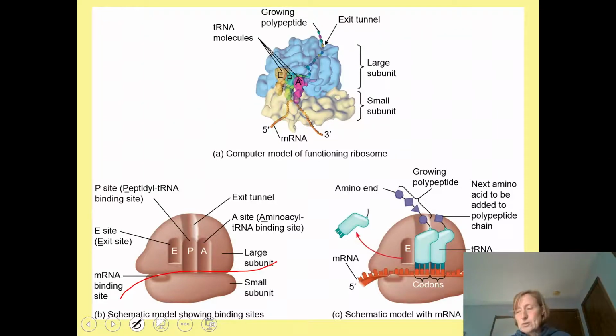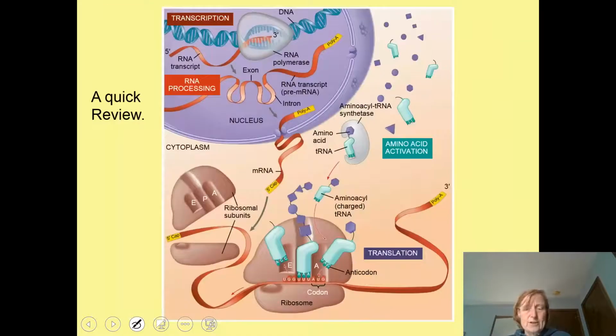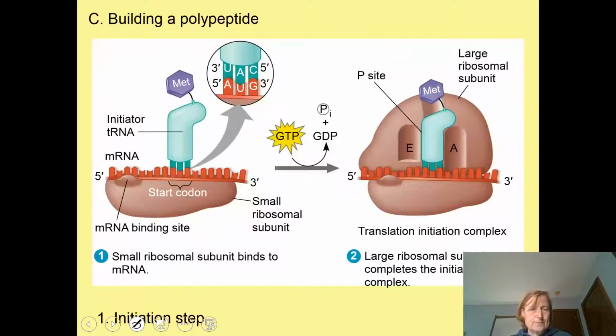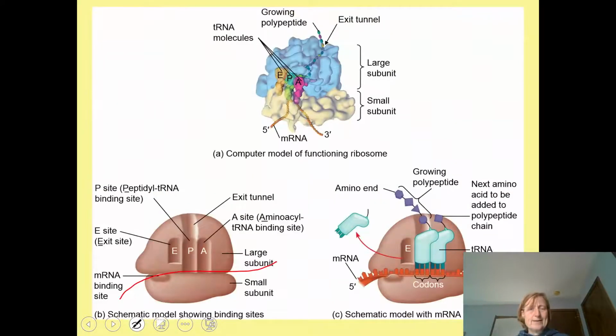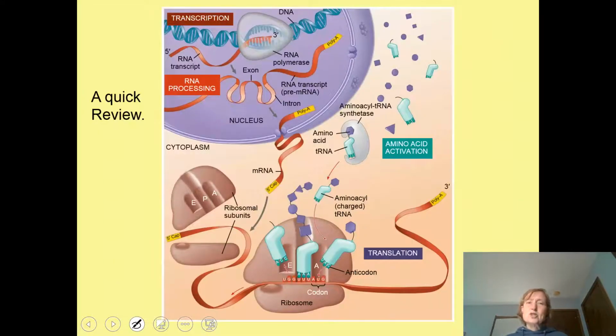I want to make a drawing of this. I'm trying to figure out what I had in my notes here. I want to draw out an example of how translation happens at these ribosomes. But just recognize that there are 3 spots where our tRNA molecules can bind, the E, the P, and the A site. And let's review for just a minute.